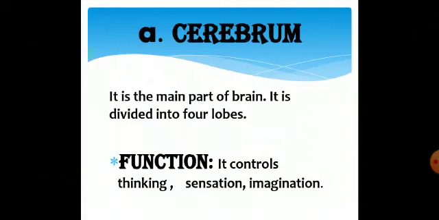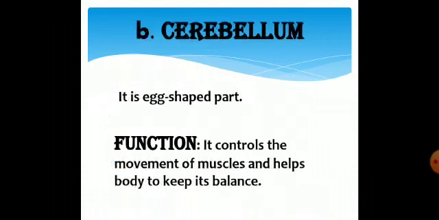Now cerebrum, it is the main part of brain, and as I have told you in the diagram it is divided into 4 lobes: frontal lobe, parietal lobe, occipital lobe and temporal lobe. And the function of cerebrum is to control thinking, sensation and imagination. Cerebellum, it is the egg-shaped part, and the function of cerebellum is to control the movement of muscles and help the body to keep its balance.